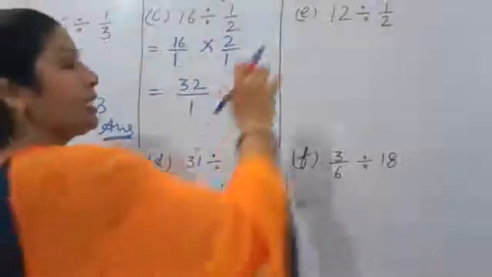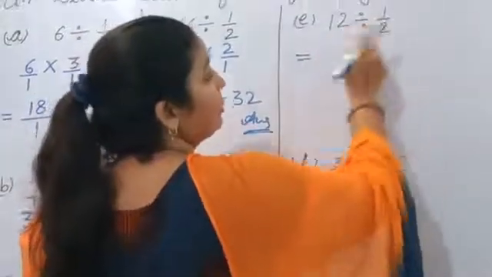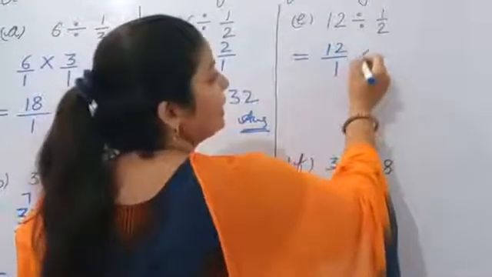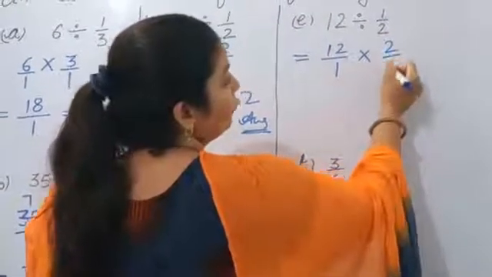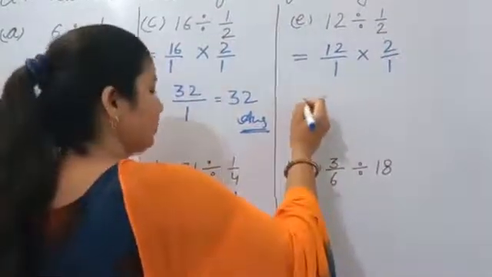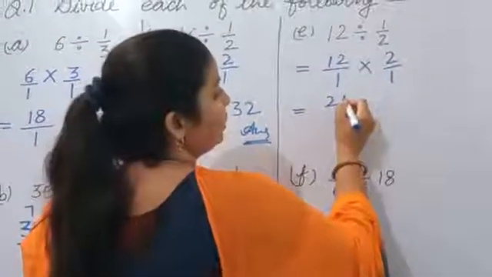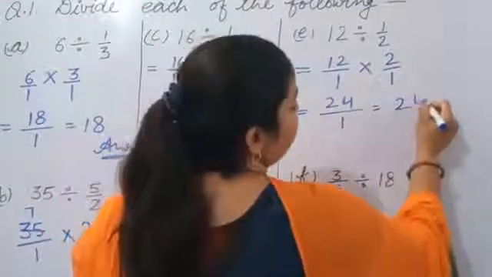Okay. Next it's E part. 12 divided by 1 upon 2. So 12 upon 1, divide will change into multiply. 1 upon 2 becomes 2 upon 1. Now numerator multiply by numerator. 12 2s are 24 and 1 ones are 1. 24 upon 1 equals 24.